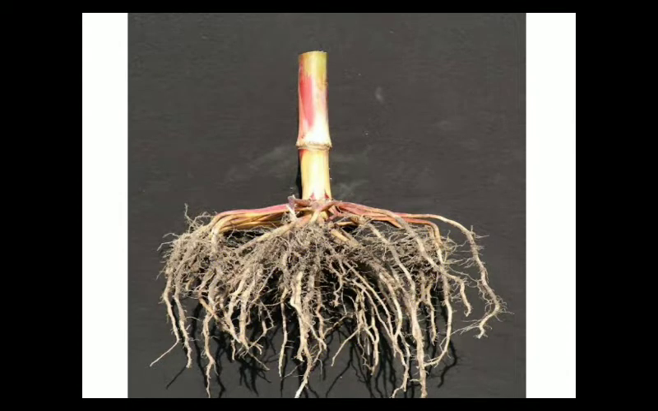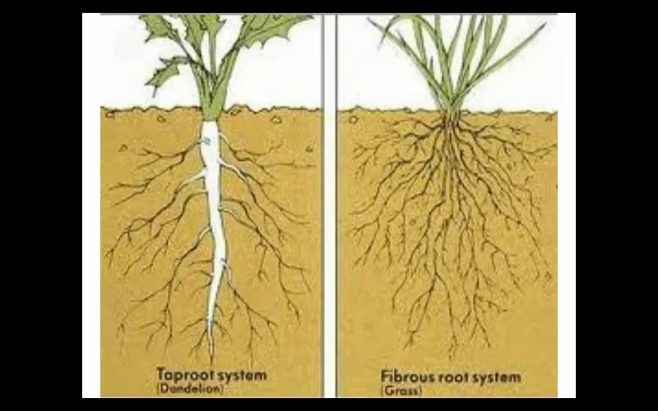This type of root system is known as fibrous root system, and in this type there will be no primary root or main root. Only fibers will arise from the base of the stem. So this is a fibrous root system which is seen in the monocot plant. This is the basic difference between the tap root and fibrous root: this is the diagram of tap root system and this is the diagram of fibrous root system.